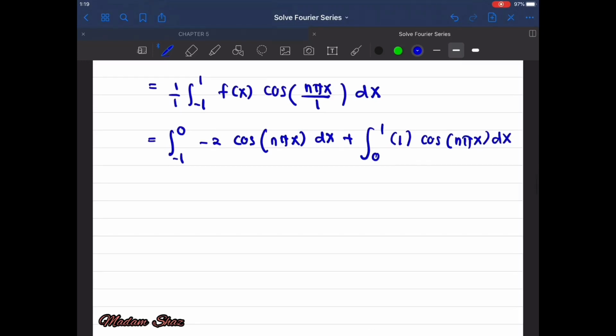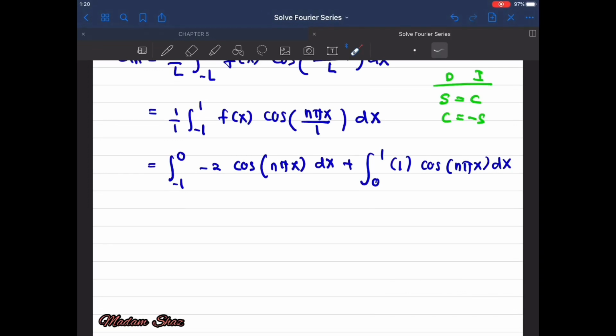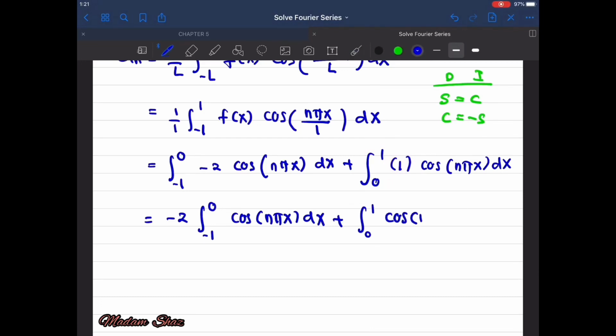So now we want to integrate. Before this, we only integrated a constant, 2 and 1. But now we have a constant multiplied with a trigonometric function. Now we want to integrate negative 2 multiplied with the cos. First, we bring the constant to the front. Negative 2 integral from negative 1 to 0 of cos n pi x dx plus, this one is 1, so there is nothing that you have to bring to the front because it's only the value of 1. So integral from 0 to 1 of cos n pi x dx.